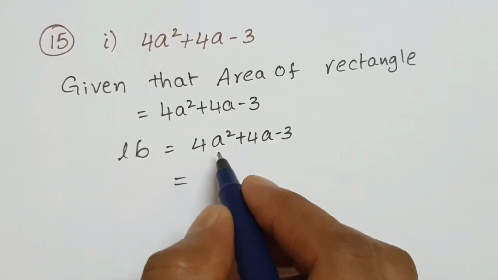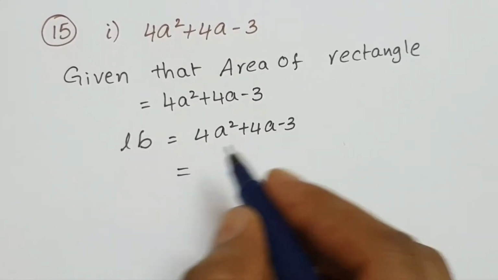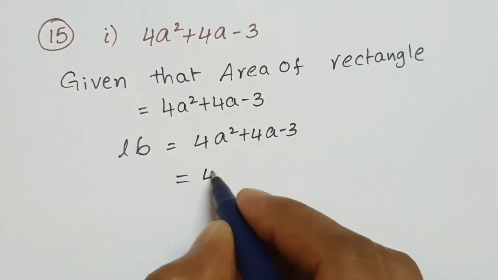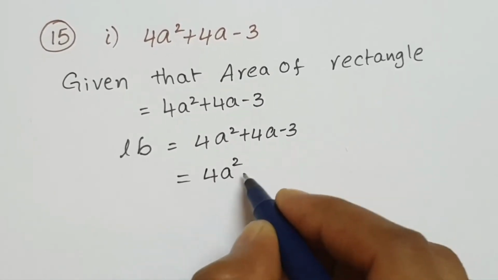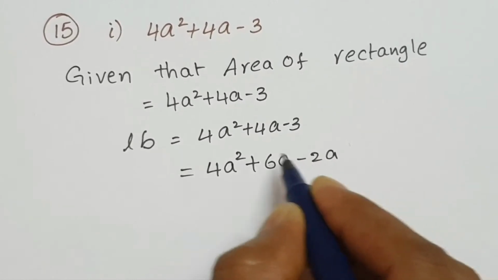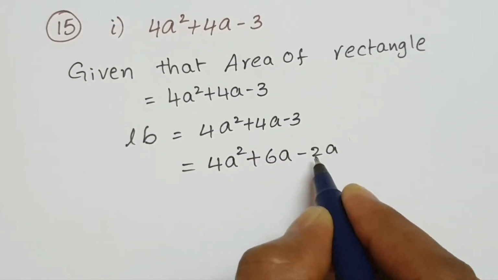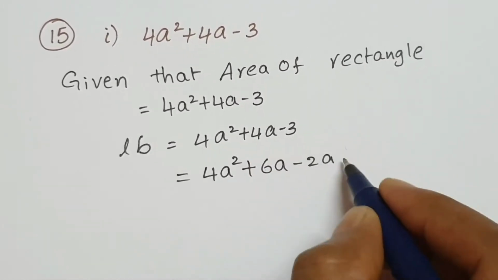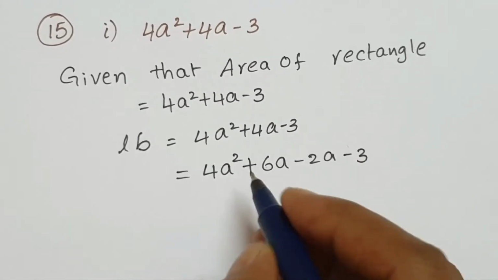4 threes are 12, minus 12a square. Take 6 and 2, whose product is 12. Find factors: 4a square plus 6a minus 2a. Again we get 4a plus 6 minus 2, we get plus 4, minus 3. The last term as it is.